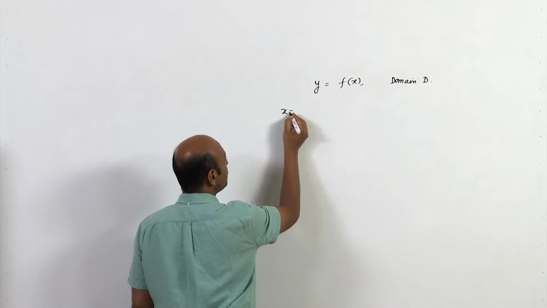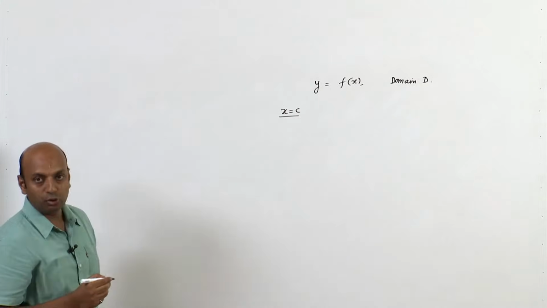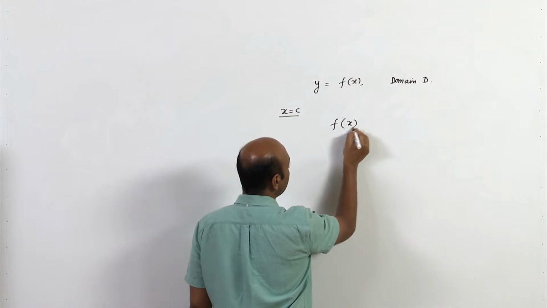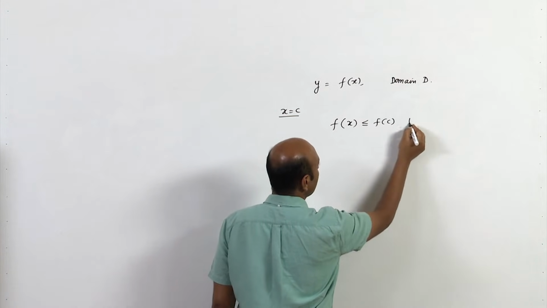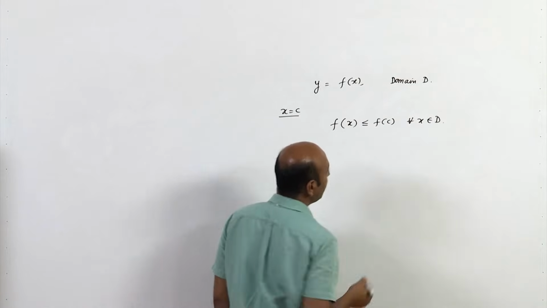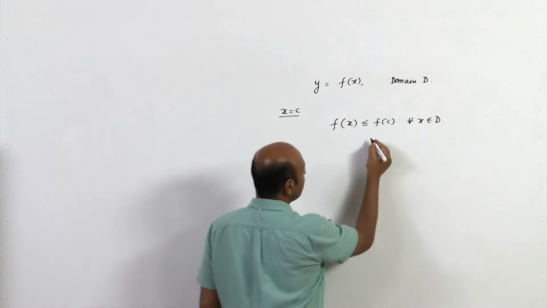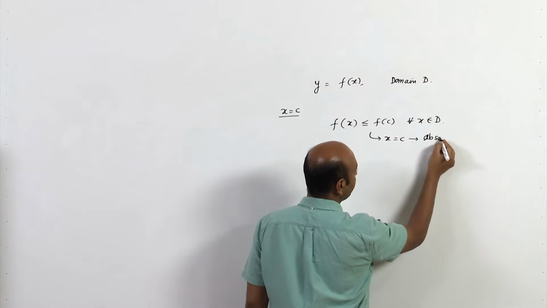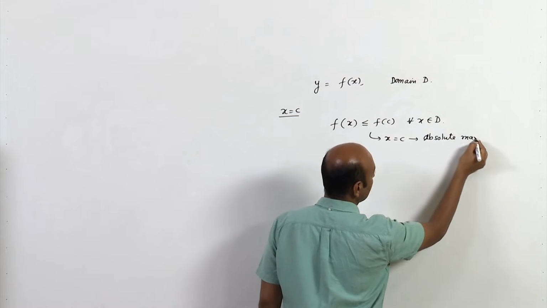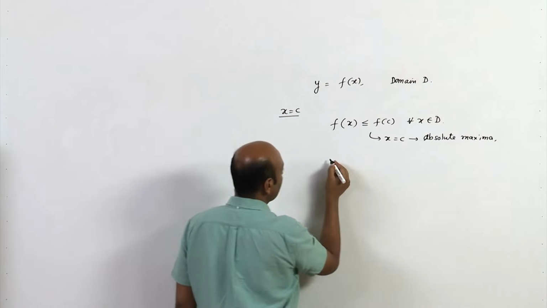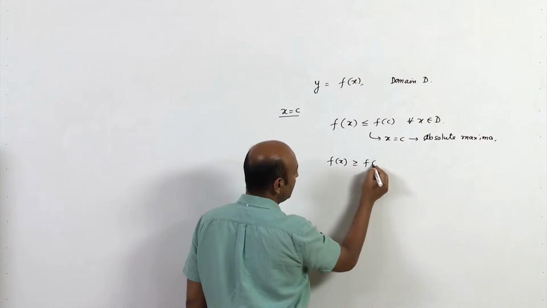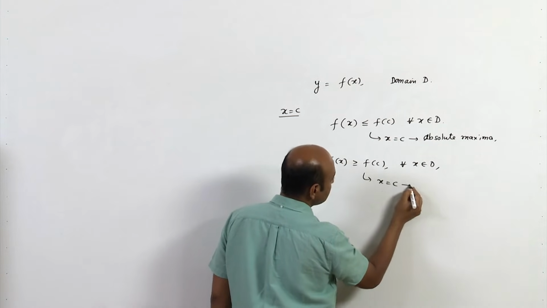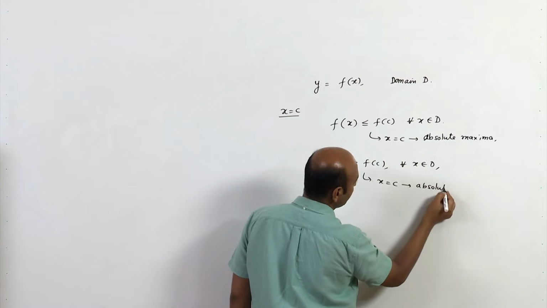then a point x equal to c is said to be a point of absolute maxima of this function if f(x) is less than or equal to f(c) for every x in D. If this holds, then we say that x equal to c is a point of absolute maxima. Similarly, if f(x) is greater than or equal to f(c) for every x in D, then x equal to c we call an absolute minima.